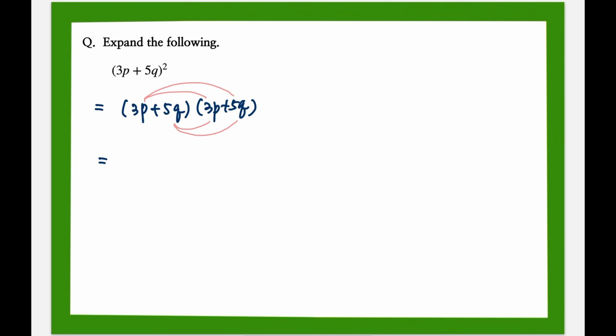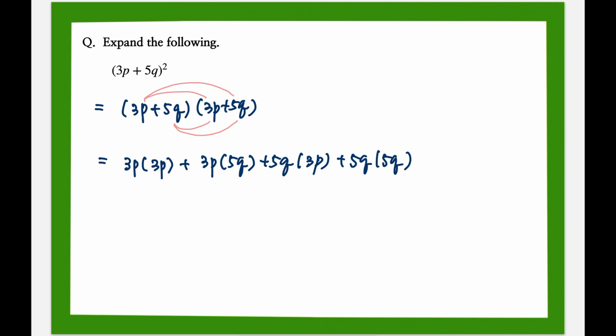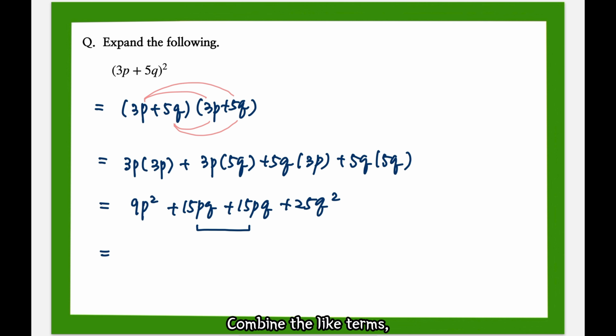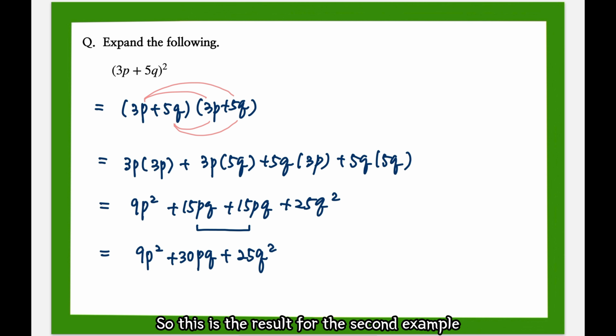Then we could write 3p times 3p plus 3p times 5q plus 5q times 3p plus 5q times 5q. We just have to solve that expression. So let's multiply those to get 9p squared plus 15pq plus 15pq again and plus 25q squared. Combine the like terms, then we get 9p squared plus 30pq plus 25q squared. So this is the result for the second example.